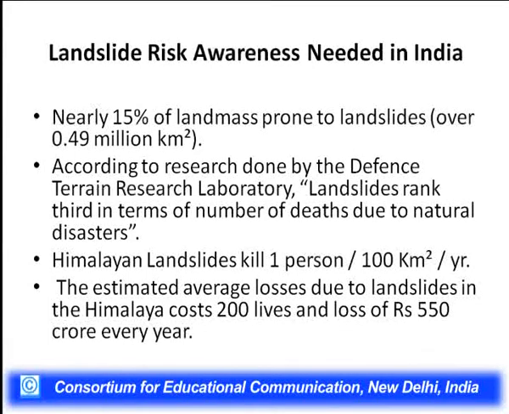Himalayan landslides kill 1% per 100 square kilometers per year. The estimated average loss due to landslides in the Himalaya is 20 lives and a loss of 550 crore every year. That is why, considering this issue on a priority basis, our highest policy making body, NDMA, the National Disaster Management Authority, constituted a task force on landslide awareness. We are in the process of preparing the report. I am chairing this task force.